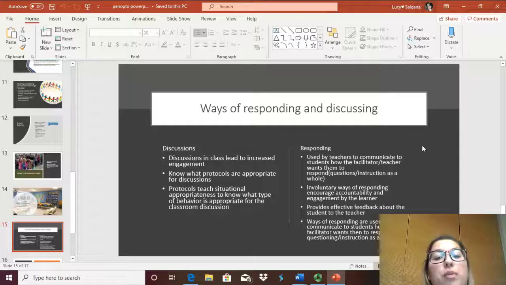Discussions in class lead to increased engagement. So it's important that the teacher has the students have discussion with each other, maybe in groups, maybe with a partner, or classroom discussions where they raise their hand and stuff like that. And also they need to know what protocols are appropriate for discussion, so students know what protocol is the most appropriate for the response and for the discussion.